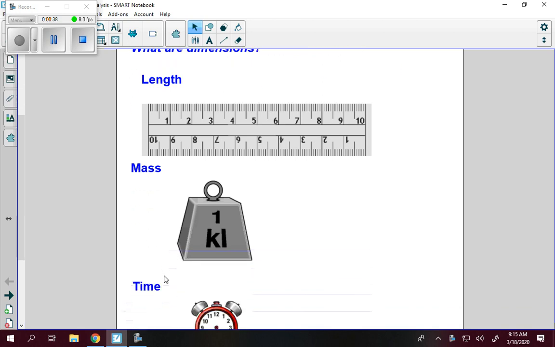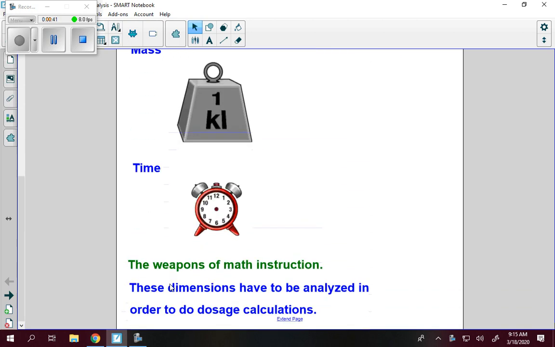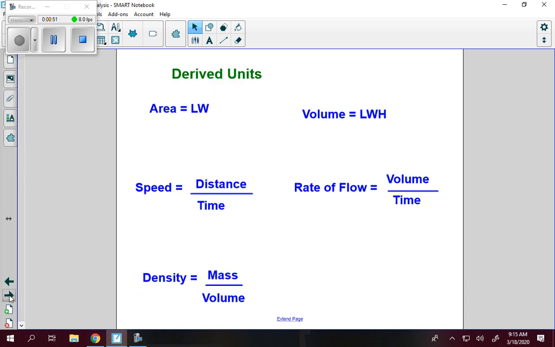You can measure in mass. You can measure in time. All three of those are the weapons of math instruction. Dun dun dun! These dimensions have to be analyzed in order to do dosage calculations.